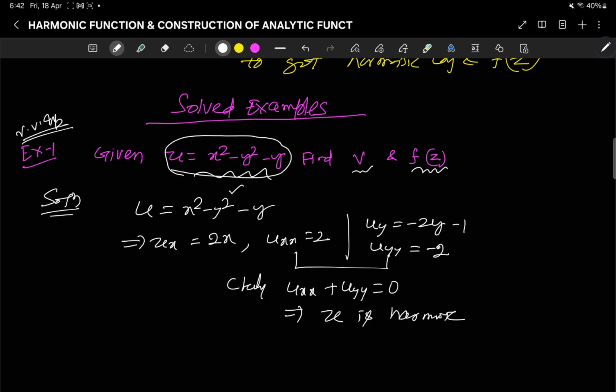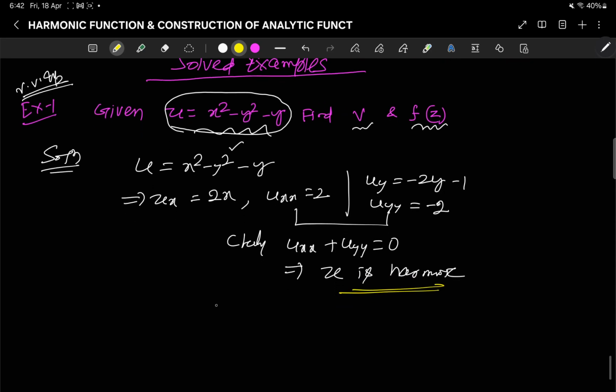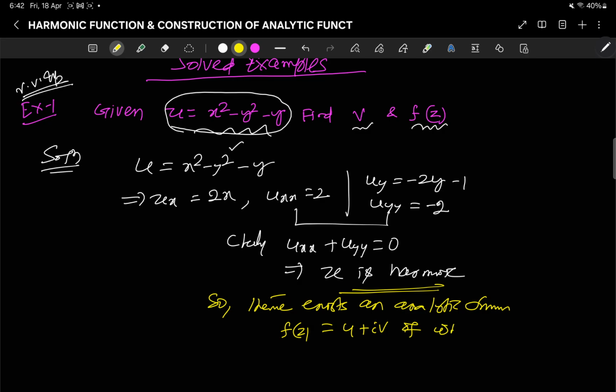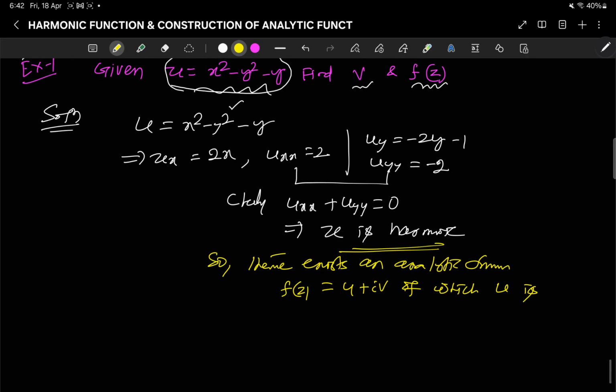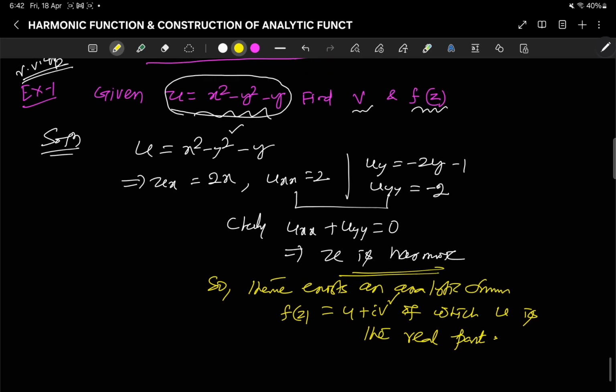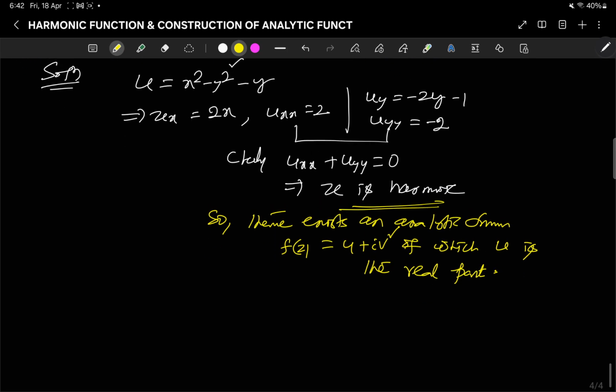Once U is harmonic, there exists an analytic function f(z) is equal to u plus iv, of which u is the real part. So we are in a position to find v and f(z). So what is f(z)? If we adopt the direct method here, then we apply the Milne-Thomson formula.